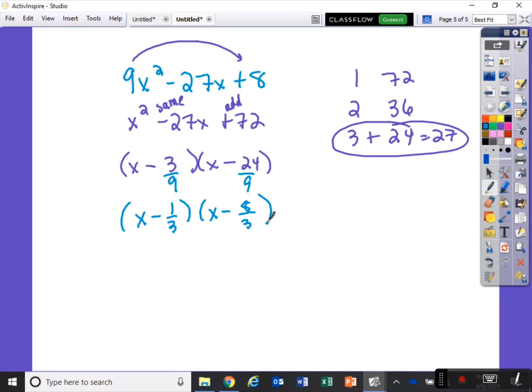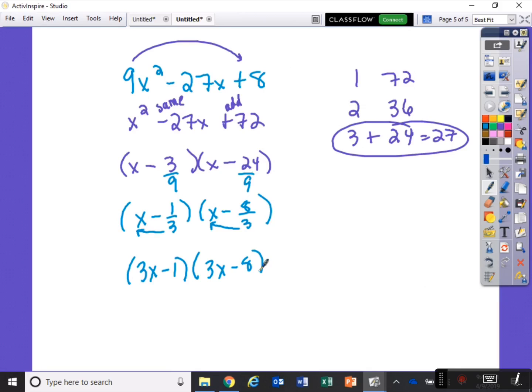We can't leave fractions like that. You have to reduce them first, and now, because neither of them reduce to a whole number, we have to slide both. So the 3 now goes out front here, and the 3 goes out front here. So that's going to give me 3x minus 1, 3x minus 8.